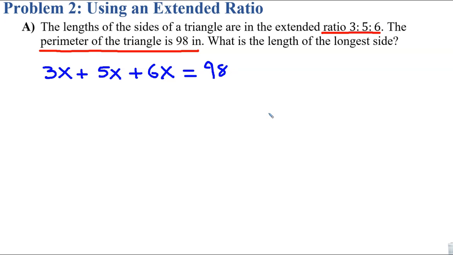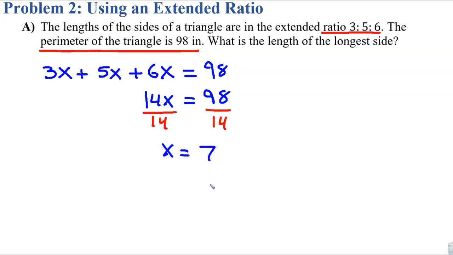What I have now is a pretty straightforward equation to set up and to solve. Okay, if I combine my like terms, 3 plus 5 plus 6x is going to give me 14x. So 14x is equal to 98. And I can divide both sides of the equation by 14 to get the x by itself. Okay, 98 divided by 14 is going to give me a 7. And then 7's not the answer. The answer is I want to know what's the length of the longest side.